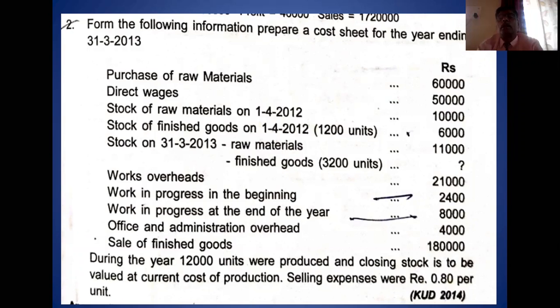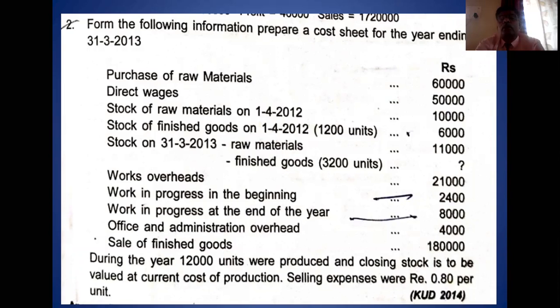Selling and distribution overhead is 80 paise per unit. Then you multiply by the number of units sold, you will get the total cost of selling and distribution. Okay. Then I'll tell you how to calculate number of units sold. Per unit is to be calculated on the basis of units produced and sold. Here units produced is 12,000. Opening stock unit is 1,200.